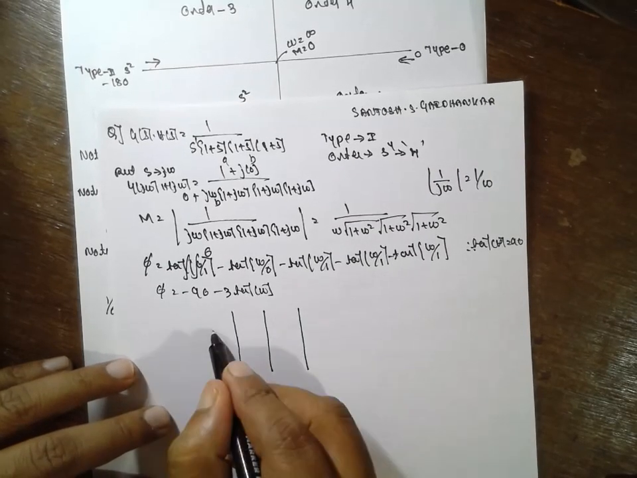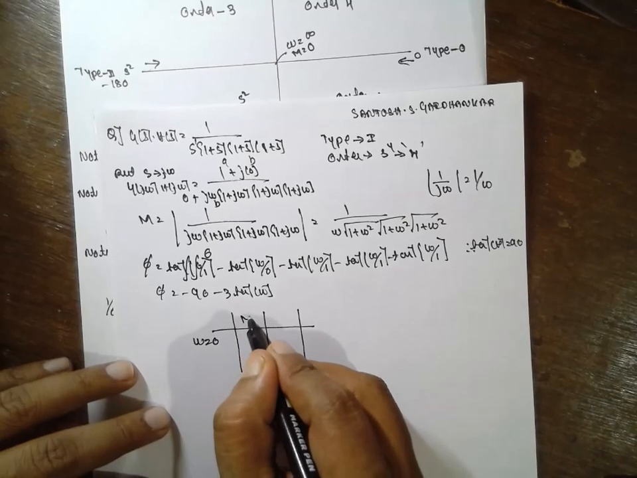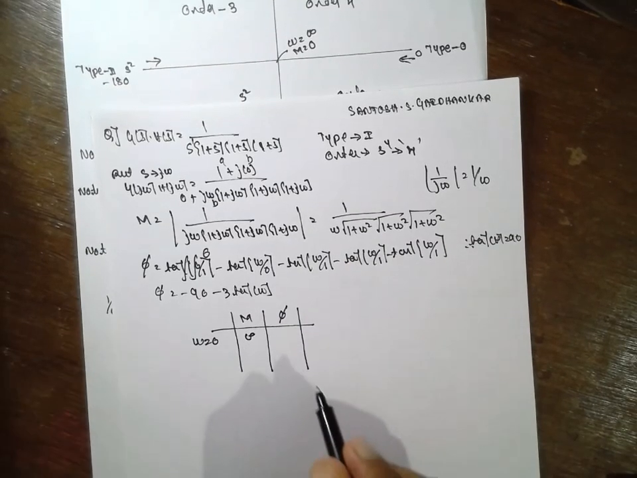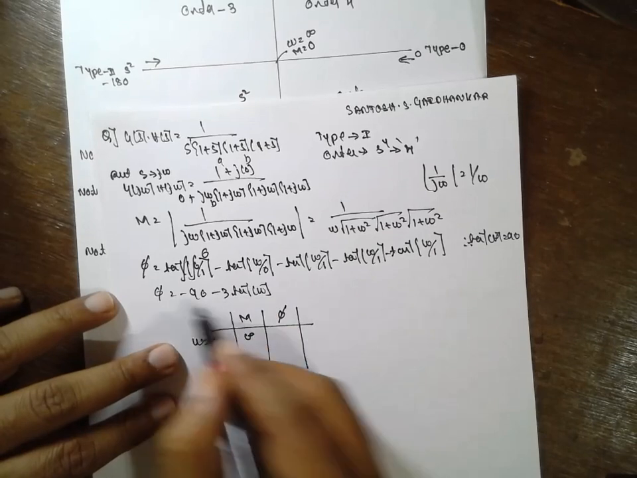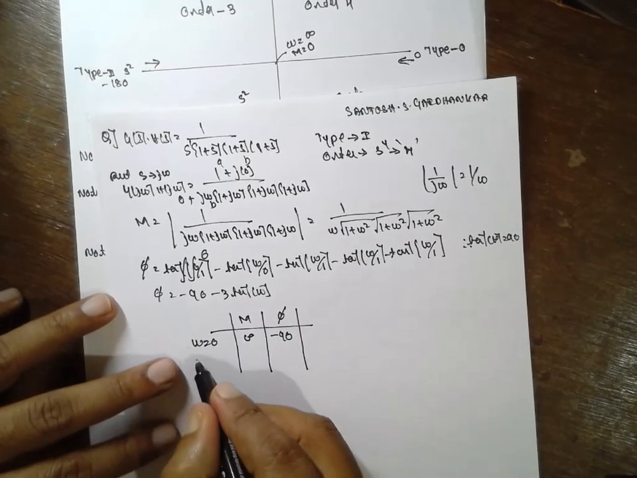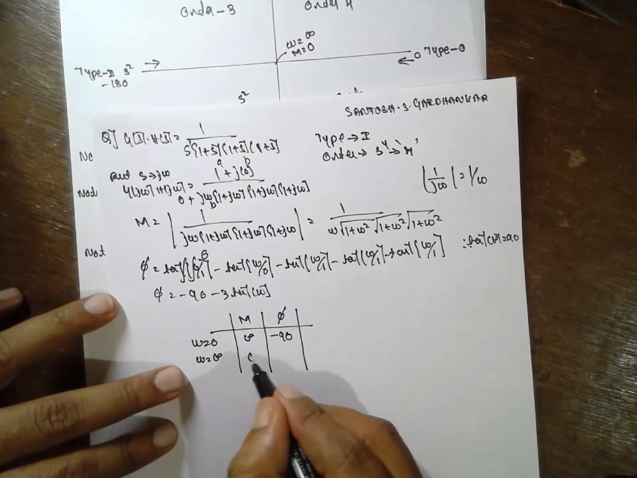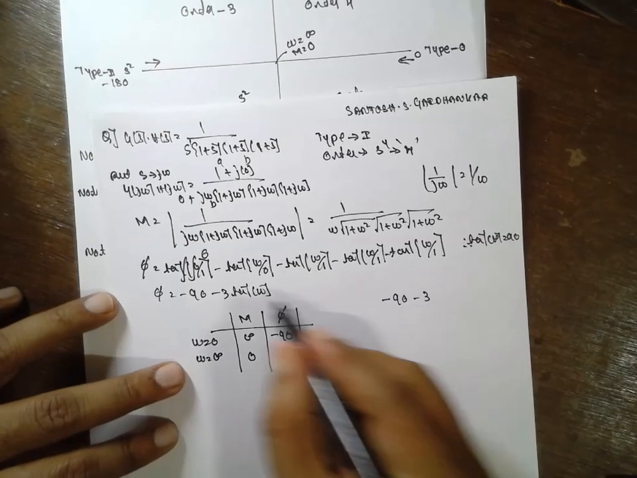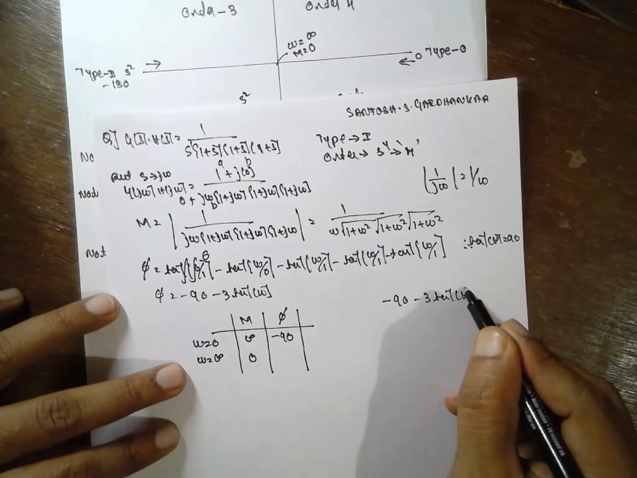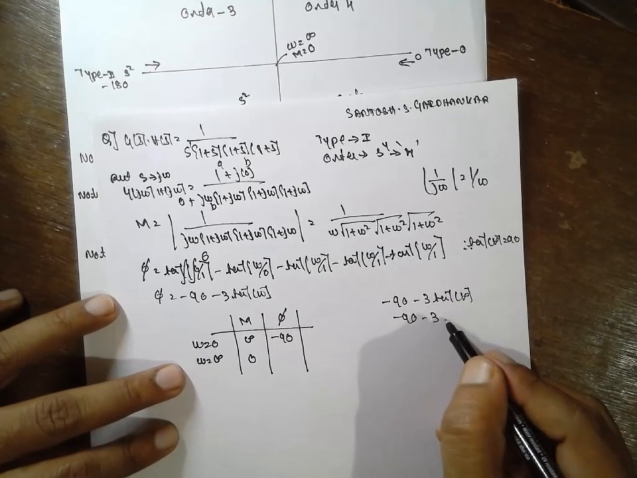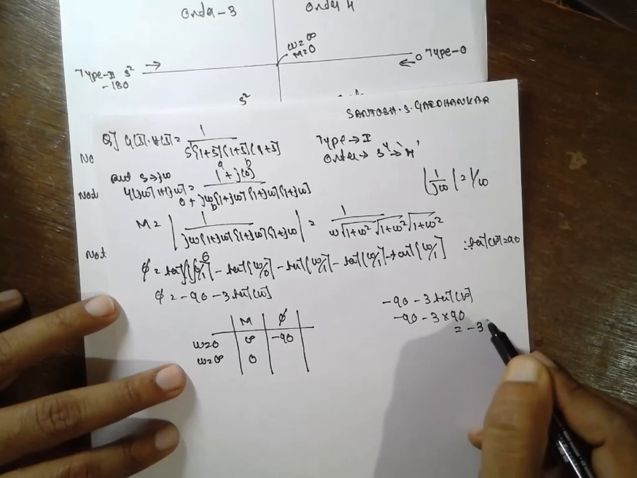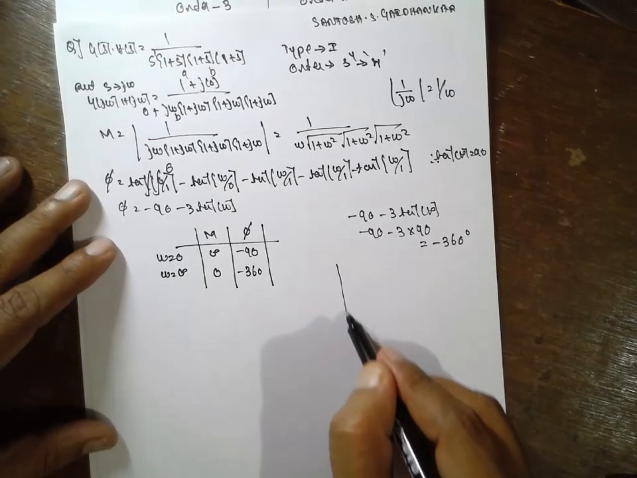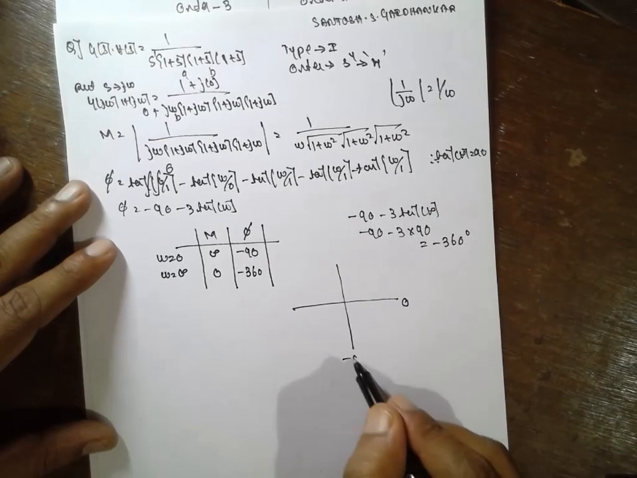Here, in the table, when omega is equal to 0, what are the magnitude and phase? Omega is equal to 0, it becomes infinity, because anything divided by 0 is infinity. The angle will be minus 90. When omega is equal to infinity, substitute here: 1 divided by infinity is 0. The angle becomes minus 90 minus 3 tan inverse infinity, which is minus 90 minus 3 into 90, that is minus 360. The graph for this one is in this way.